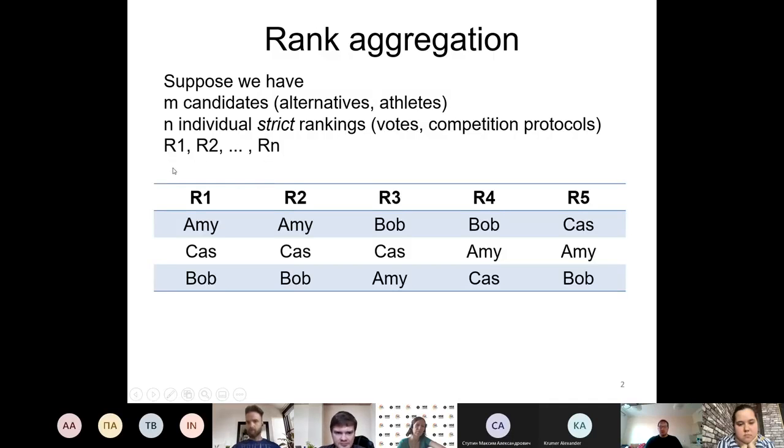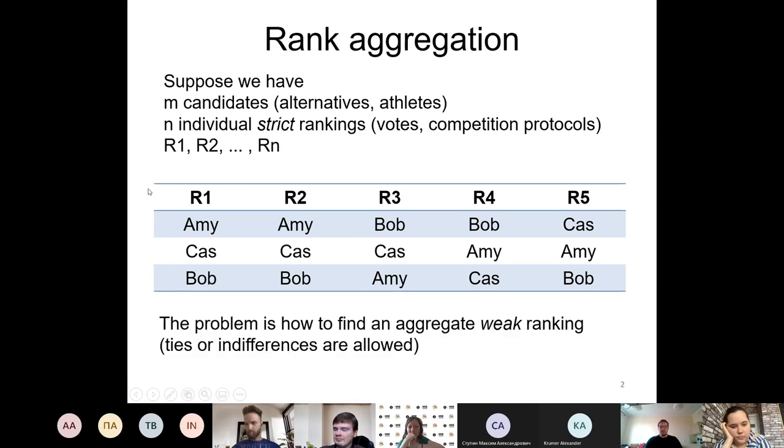And here is an example of a profile. We have 5 races and 3 candidates. In the top position, we have the candidate that finished first in a race. So in the first race, Amy finished first, Cass finished second, and Bob finished third. So we have a profile of all race results. The problem here is how to find an aggregate weak ranking.